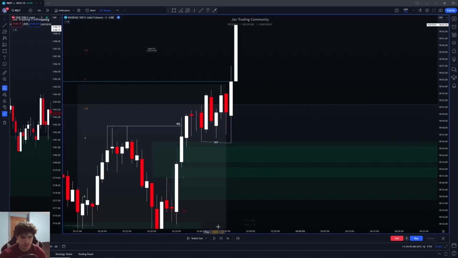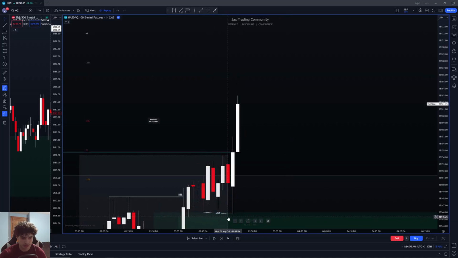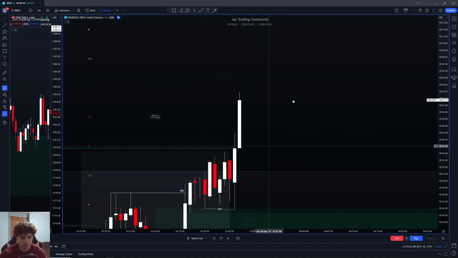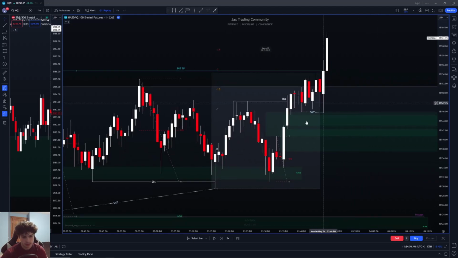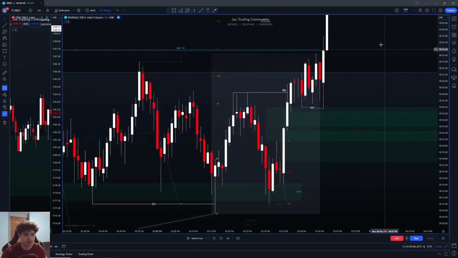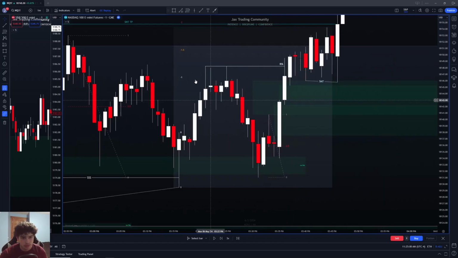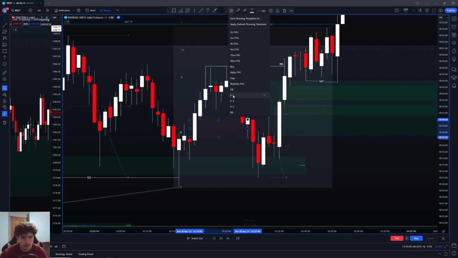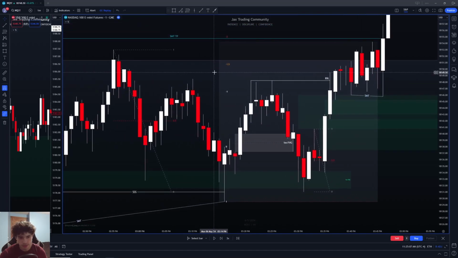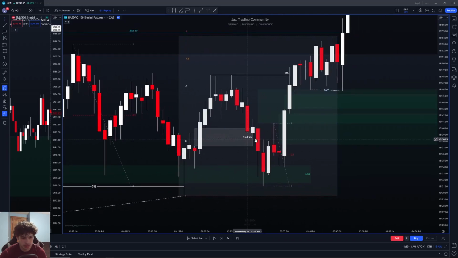So generating more structure. We form an SMT right here, and right after this SMT is formed, then we explode upwards. So a little thing to notice right here. How come this did not play out? So we had a downtrend, we had displacement above a recent high. We came down and we tapped in this 1 minute.